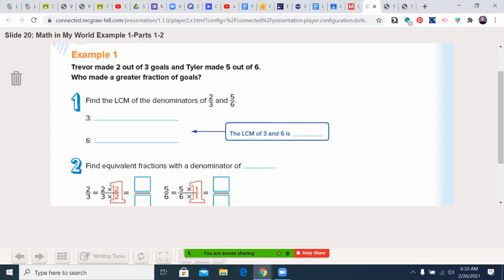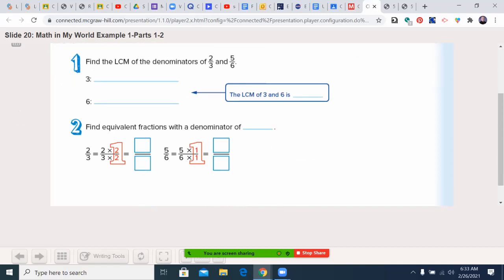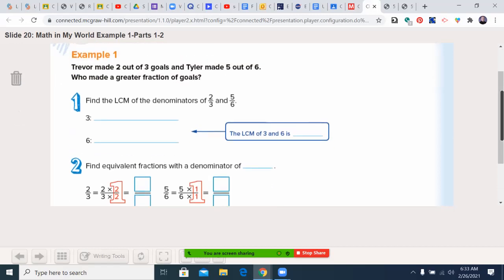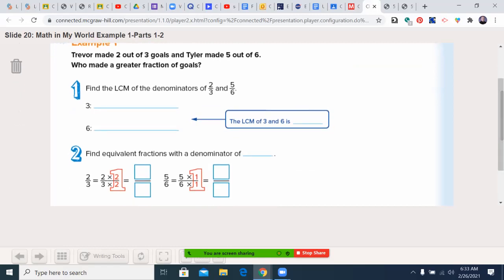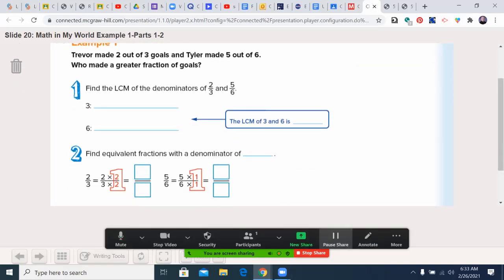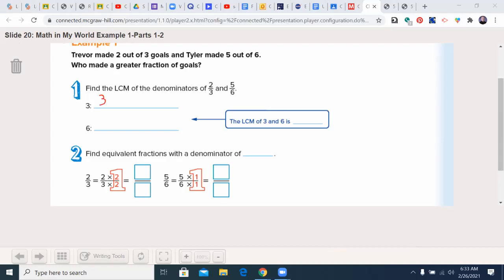And it says Trevor made 2 out of 3 goals and Tyler made 5 out of 6. Who made a greater fraction of goals? So I'm going to compare 2/3 and 5/6. So 3 times 1 is 3. 3 times 2 is 6. 3 times 3 is 9.